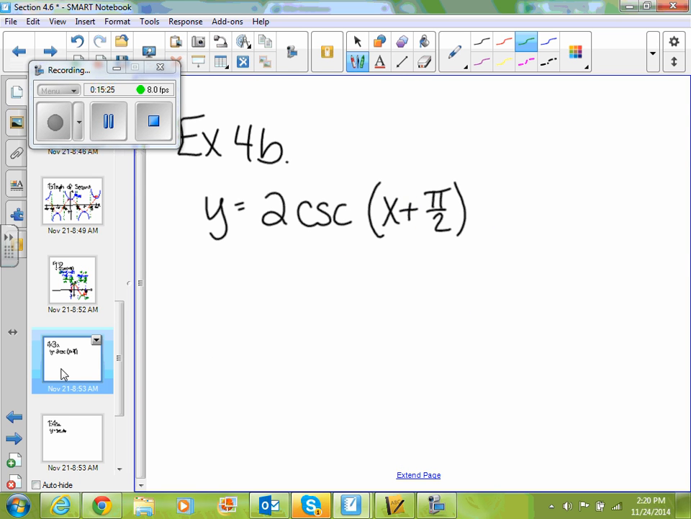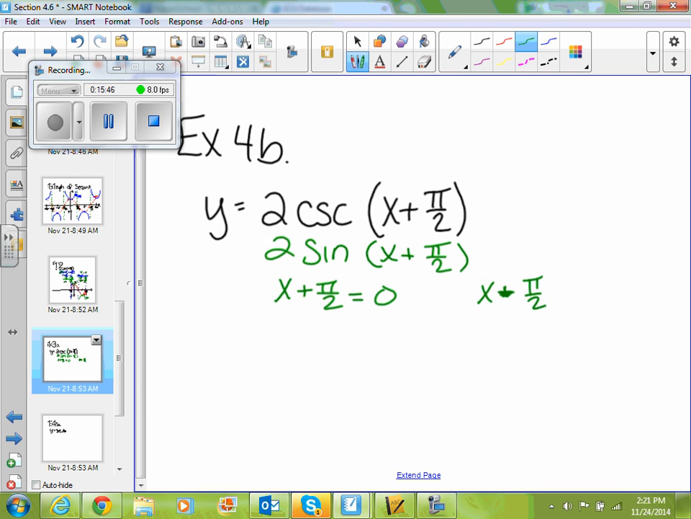I do the same thing with another cosecant graph. I know that cosecant is the inverse of sine, so what I'm really graphing is 2 sine of x plus pi over 2. And so I know that to find my endpoints, I'm taking x plus pi over 2 and I'm setting it equal to 0, and equal to 2 pi. And then I also know that my amplitude goes from -2 to 2.